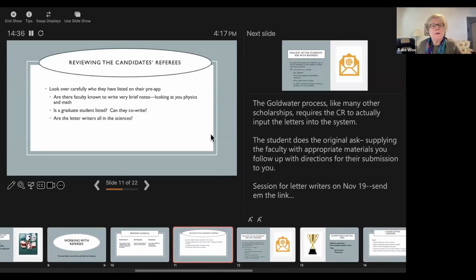So when you look over the referees, again, you want to see who these folks are. Are there faculty who write those very short notes? Physics, math, you guys, longer letters, please. I think a good letter usually runs a page and a half to 2 pages, no more. But it needs to be full of detail. Okay. Is there a graduate student in their list? Is there a way they can co-write with a PI? And then again, are all the letter writers in the sciences? Okay.